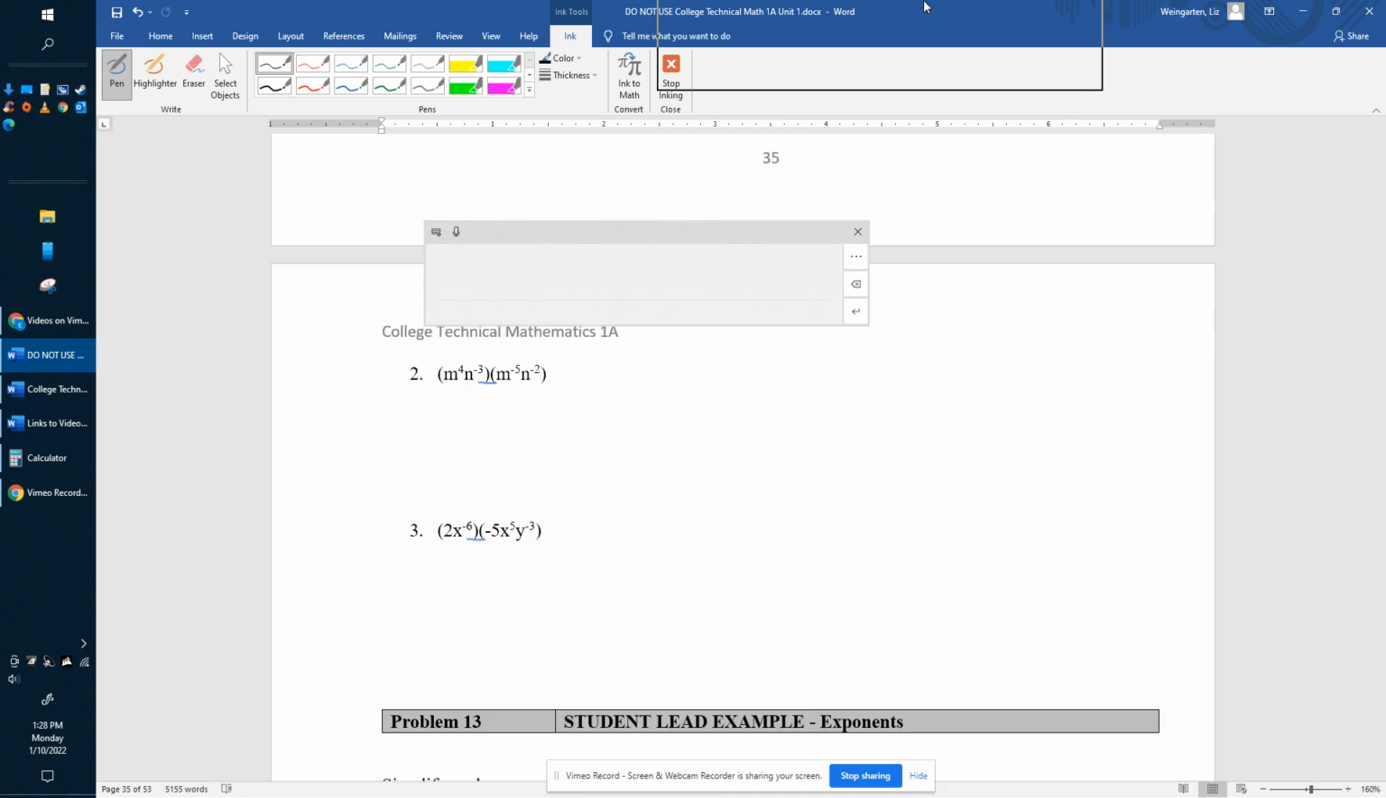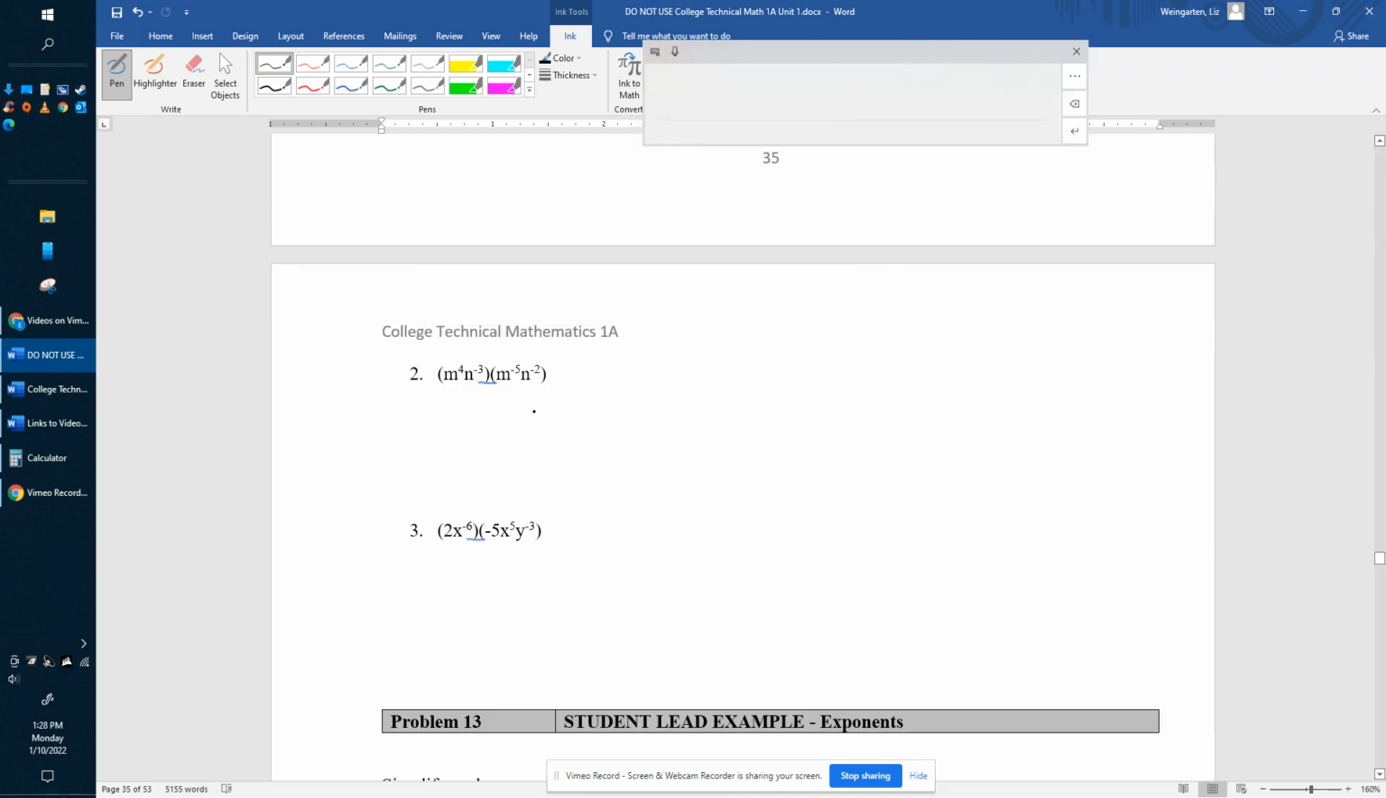Let's look at some more. Now we have a couple of different variables we're working with. We have m's, we have n's, and we have parentheses, which are not helpful to us at all. So using the commutative and associative properties of multiplication, we can get rid of the parentheses, move the like terms next to each other, and multiply them in order.